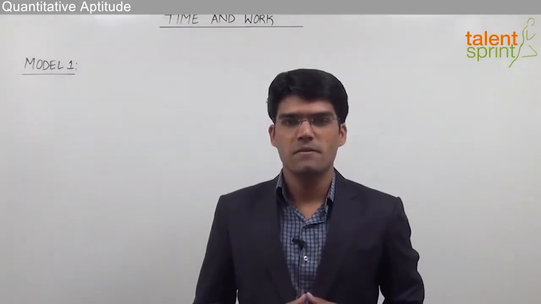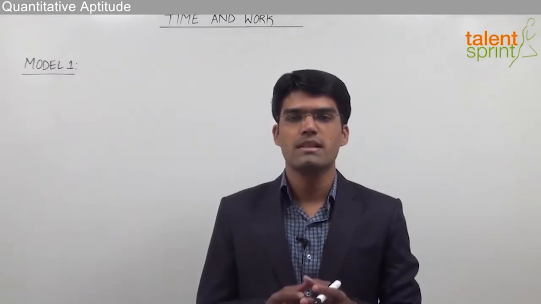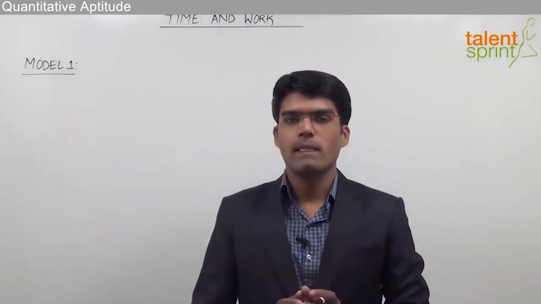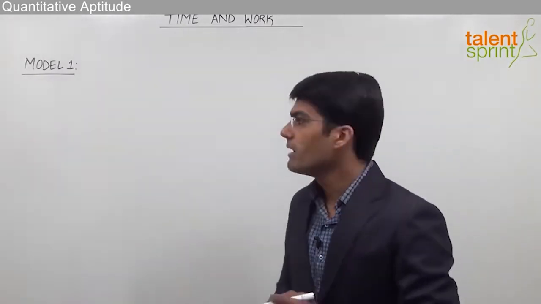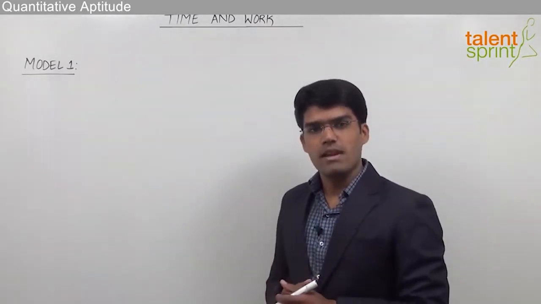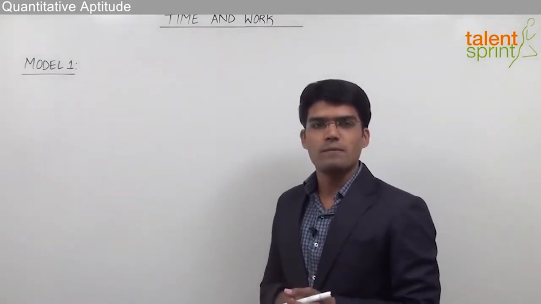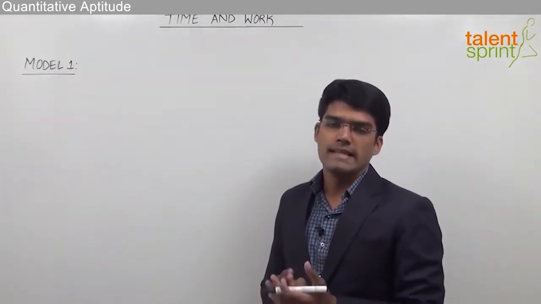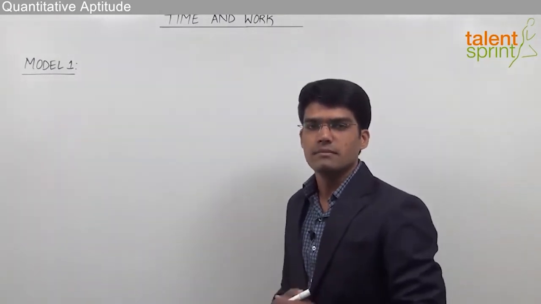Let us now discuss the first module from time and work, where the questions are based on the basic relationship between the different variables from time and work. Let us first establish the relationship between the different variables. As we have discussed earlier, we have got different variables like work denoted by W, the number of persons denoted by P, and time which is denoted by T. So let us take the relationship between these variables.